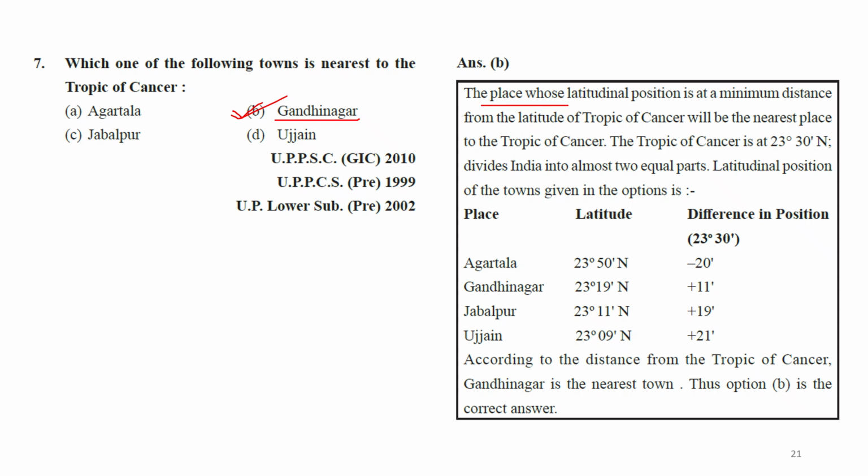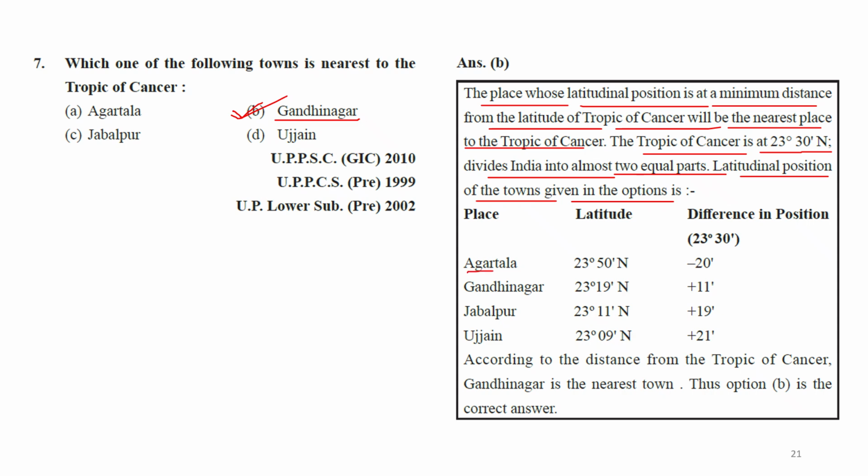The place whose longitudinal position is at minimum distance from the latitude of the Tropic of Cancer will be nearest to the Tropic of Cancer. The Tropic of Cancer is at 23 degree 30 minute north, and divides India into almost two equal parts. Longitudinal position of the towns given in the options. Okay, so like the options which are given, what are the positions of these cities.